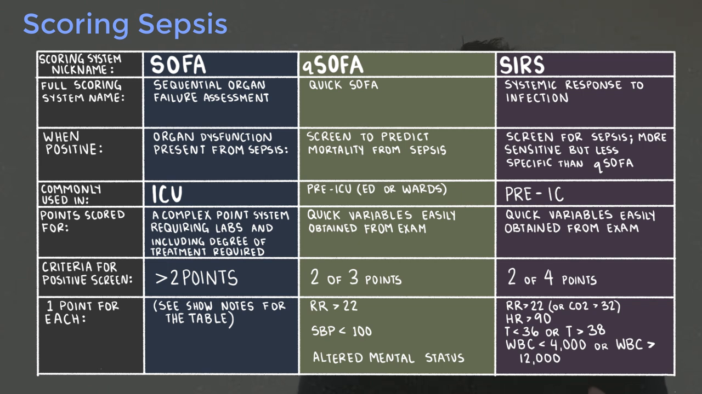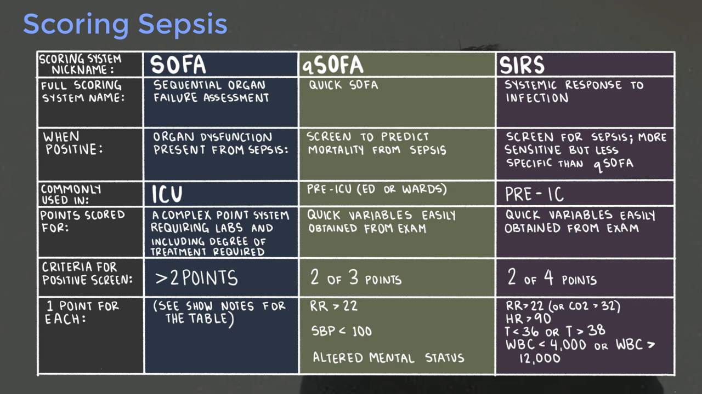And it's been proven in the ICU setting. If you're positive for SOFA, it means that you have acute organ dysfunction in the setting of that infection. So a positive SOFA score, which is greater than or equal to 2, in the setting of infection will give you the diagnosis of sepsis.